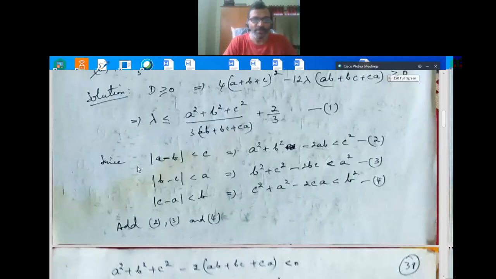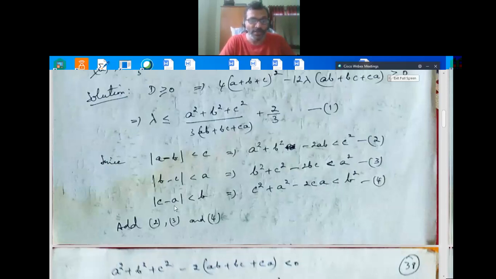Now we know that mod of A minus B is less than C because they are the sides of a triangle. So squaring both sides, A squared plus B squared minus 2AB is less than C squared. Take it as equation 2. We also know that the difference of the two sides is less than the third side. So mod of B minus C is less than A. So squaring both sides, B squared plus C squared minus 2BC is less than A squared. I take it as equation 3.